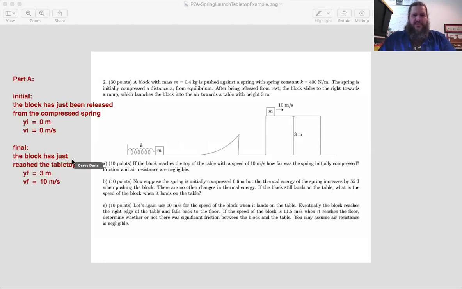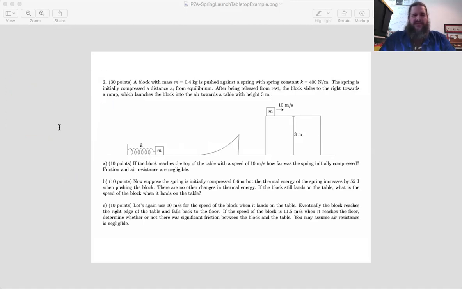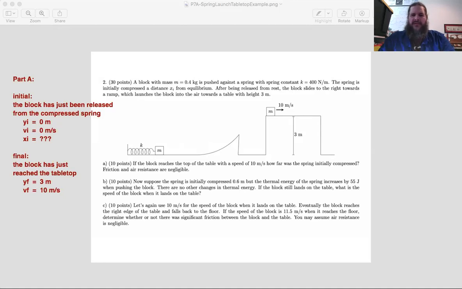So this block starts off at ground level at rest, but it's being launched by this spring. The spring is able to launch it because it has some initial compression, which we could call X initial. And we don't know what that is yet. We're trying to find how far the spring was initially compressed. So X initial, the initial compression of the spring, like how far it was displaced from equilibrium, is an unknown. But we do know by the time the block reaches the tabletop, what's the compression of the spring? How would you describe the spring at the instant the block reaches the tabletop?